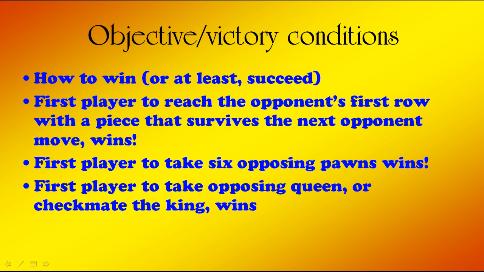Another of these 9 structures is the objective or victory conditions. Not every game actually has a win or lose, but there's always some kind of objective. In chess, we could say that the first player to reach the opponent's home row with a piece that survives the next opponent move wins. Makes for a very different game, I'm sure. I haven't tried it, but I'm sure it would make for a very different game.